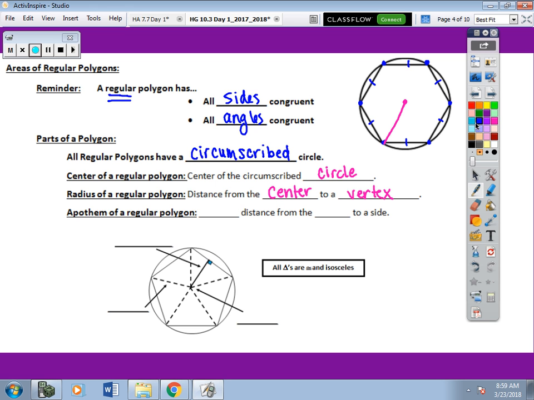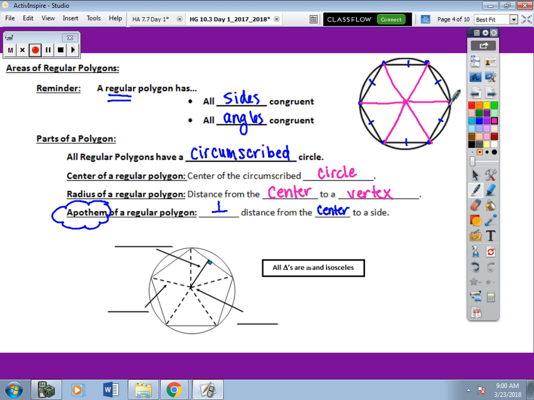Now here's a new vocabulary word for us: the apothem, or the apothem, some teachers say. I call it an apothem. The apothem of a regular polygon is the perpendicular distance from the center to a side. So up here, let's draw in another radius to make a triangle. So you see how we could split this up into a bunch of triangles?